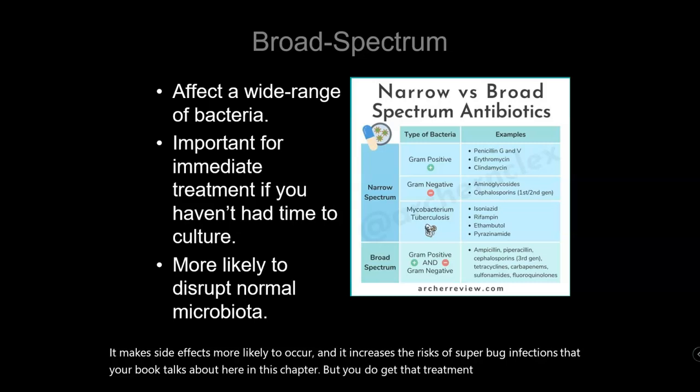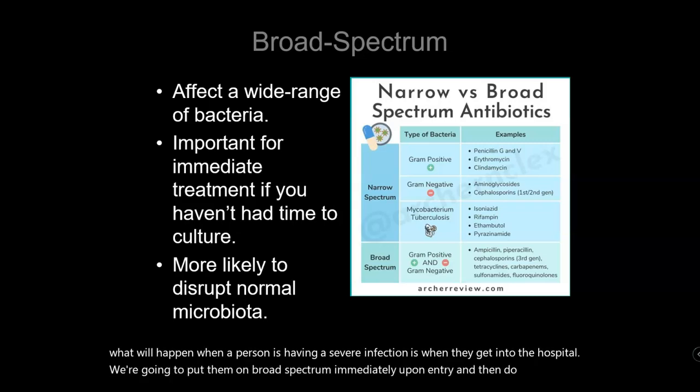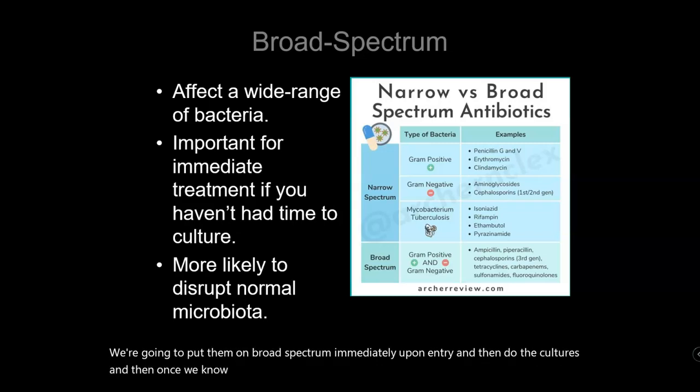A lot of times what will happen when a person is having a severe infection is when they get into the hospital, we're going to put them on broad spectrum immediately upon entry and then do the cultures. And then once we know more, we're going to put them on a more narrow spectrum antibiotic.